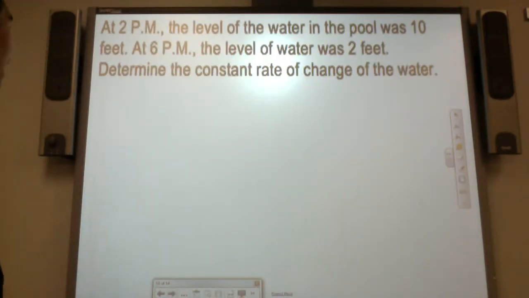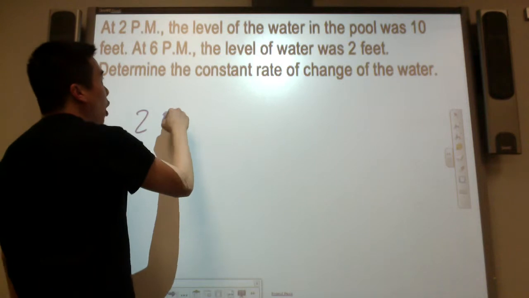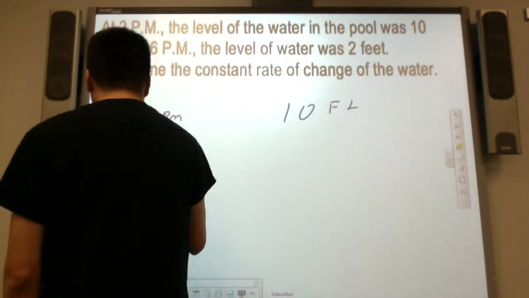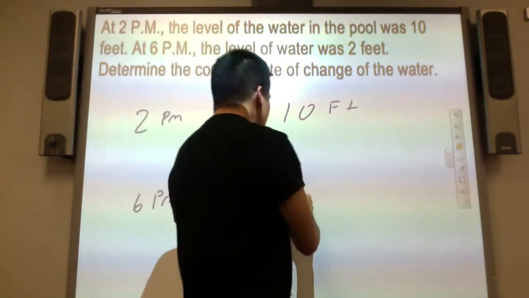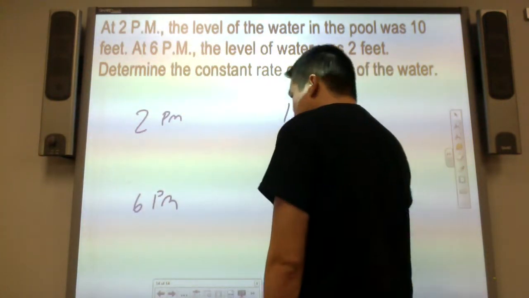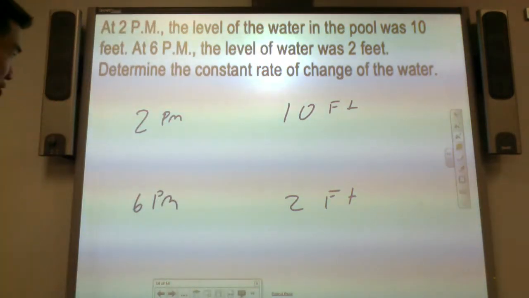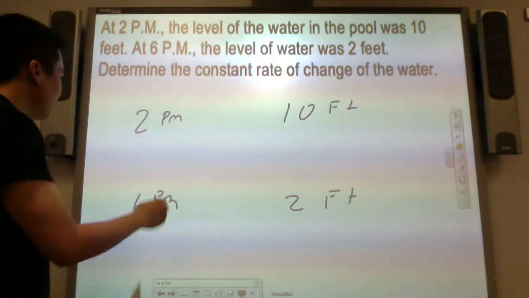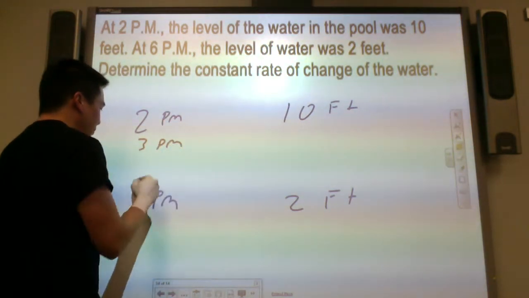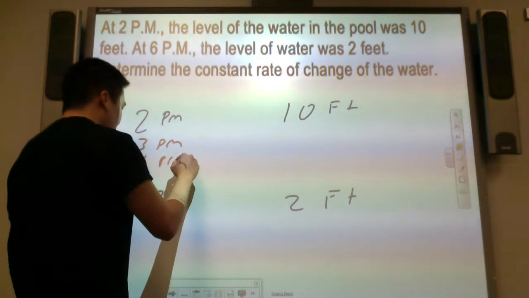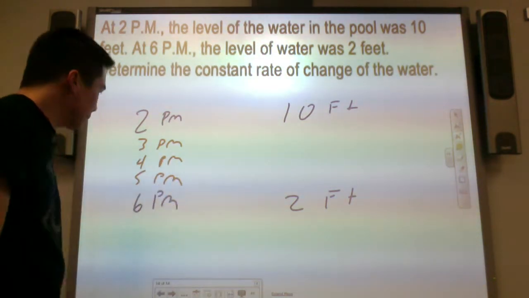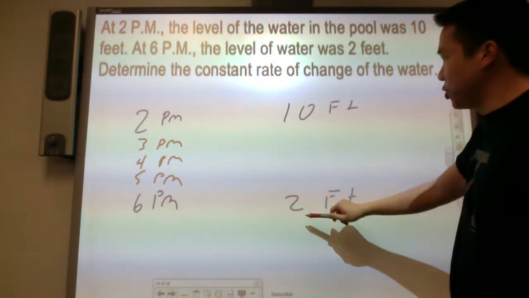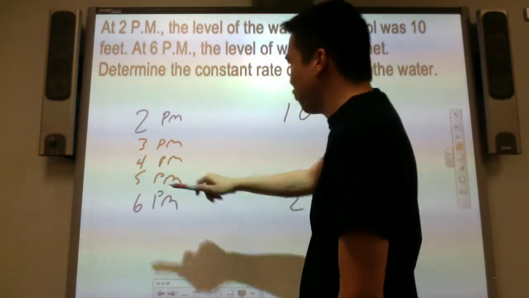And the last question. At 2 p.m., the level of water in the pool was 10 feet. At 6 p.m., the level of water was only 2 feet. Oh no, it dropped. So determine the constant rate of change. How did it go from here to here? Well, let's add some times between: 3, 4, and 5 p.m. How did it drop from 10 feet to 2 feet in a span of 4 hours?